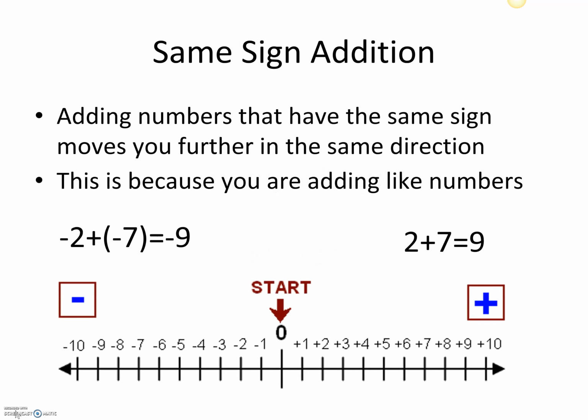For same sign addition, we're going to be adding numbers that have the same sign. And this moves us further in the same direction because we're adding like numbers. So if we add two negatives, we're going to move further down to the negative side. Negative 2 plus negative 7 equals negative 9. And if we add two positives, then we're going to move further down the positive side, like 2 plus 7, which equals a positive 9.